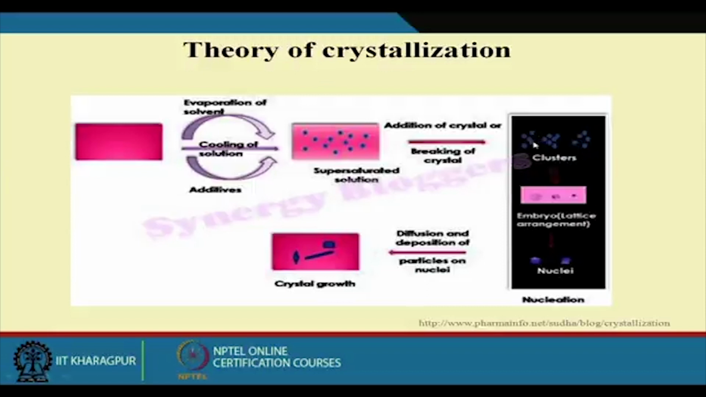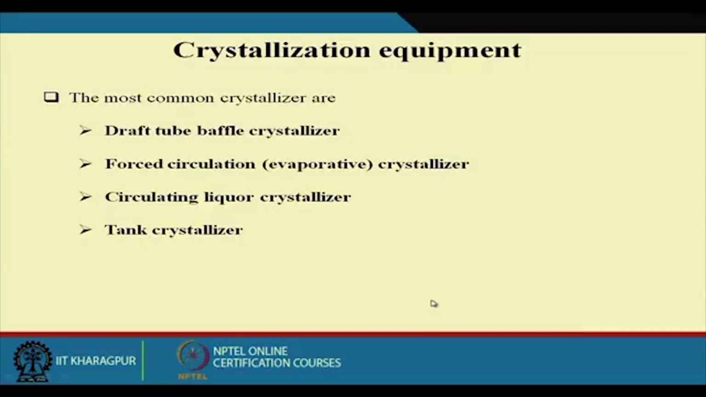You can see the crystals attaching with each other. After that, the embryo formation is there. You can see some kind of embryo formation. After that, the nuclei formation takes place. From these nuclei, we can get crystals of different shapes and sizes. This is how crystallization takes place.